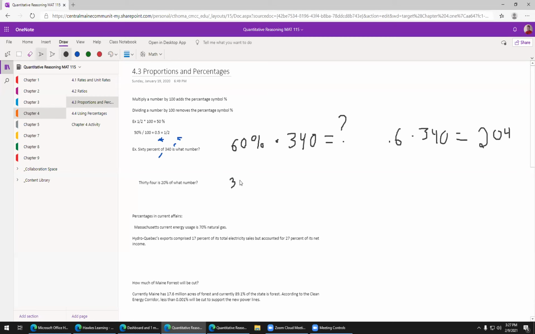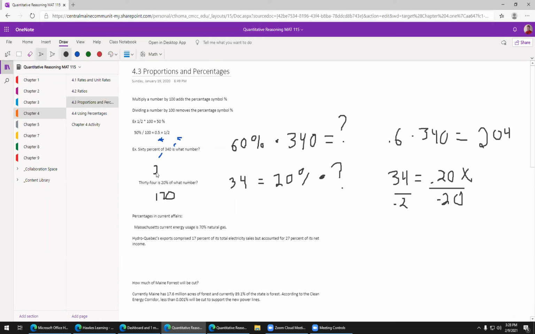34 is 20% of what? Right? So now you have to do some algebra. So if you don't like the question mark, put an X there. And so now if I do this algebraically, I get 34 equals 0.2x. And then I divide both sides by 0.2. So 34 divided by 0.2, and I get 170.